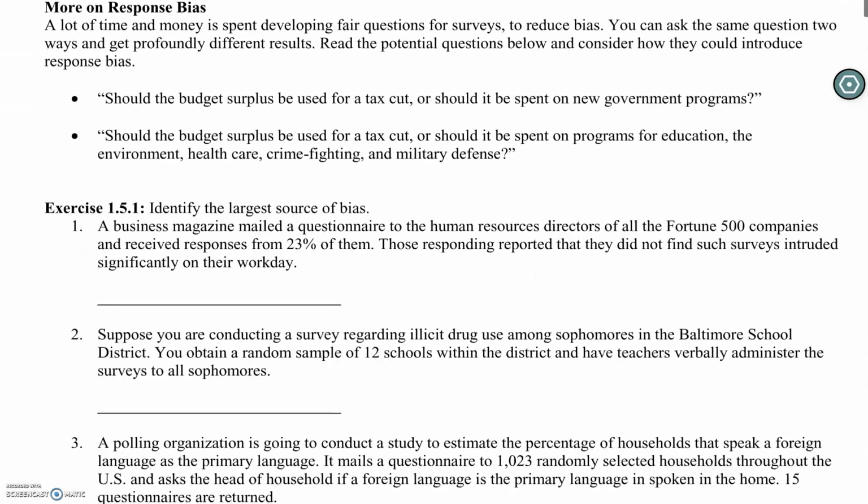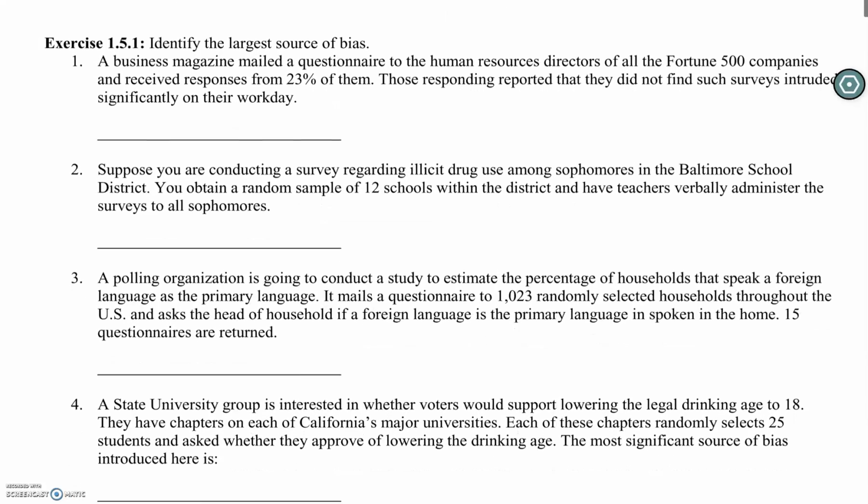So again, we're going to do this identifying the largest source of bias game. Our options, just to put them in here again: undercoverage, non-response, and response. So take a moment, pause your video, read through these, and decide.